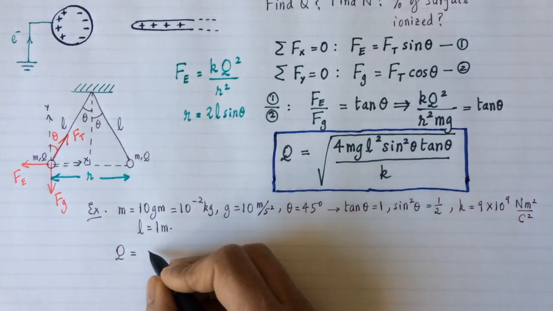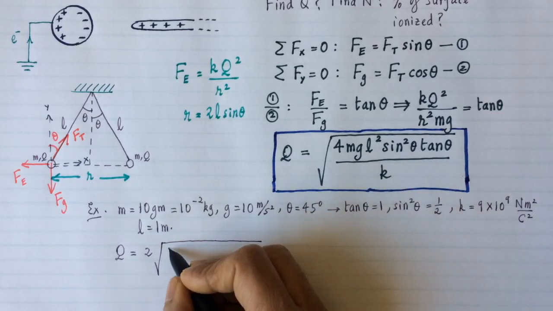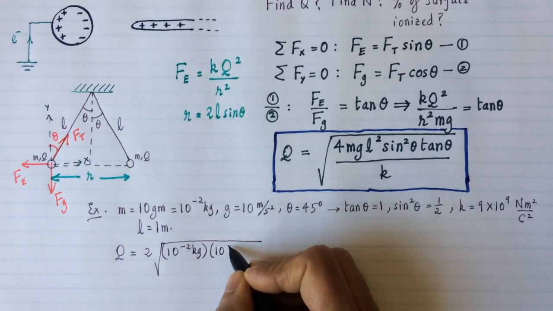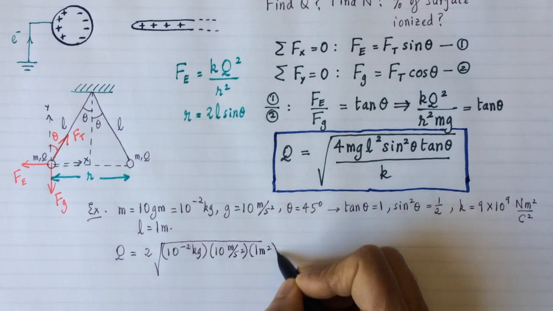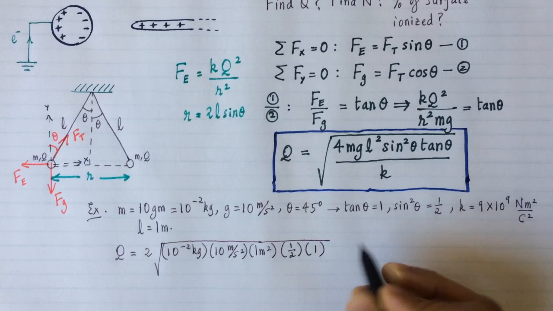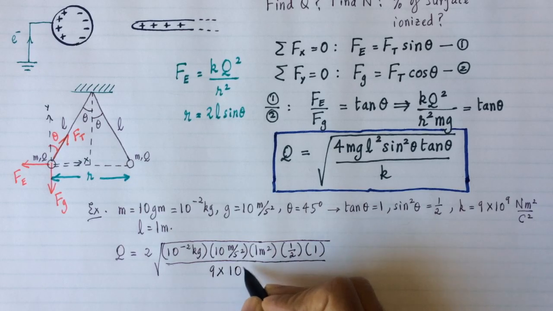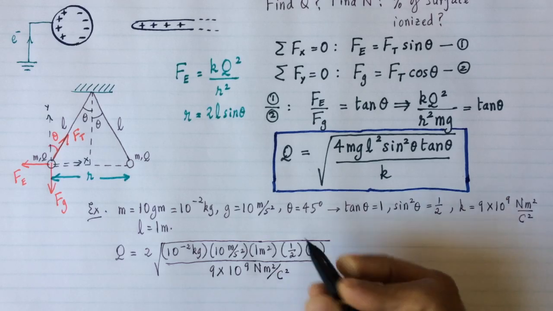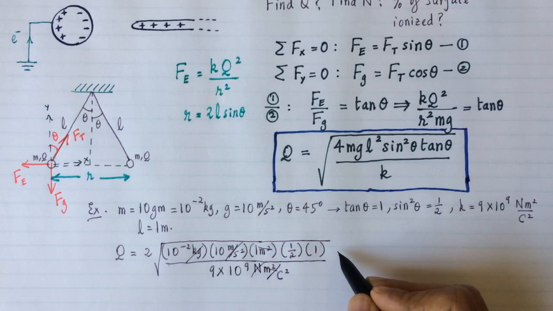The 4 will come outside, so that will be 2 times the square root of mass, G, L squared, sine squared theta tan theta, divided by K. Kg meters per second squared is just the same as Newton. There's a meter squared that goes away, so I get Coulomb in the numerator.